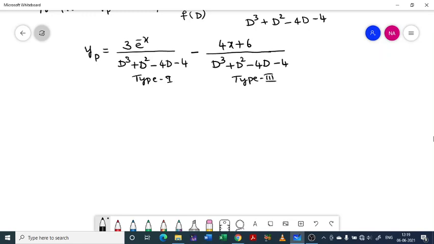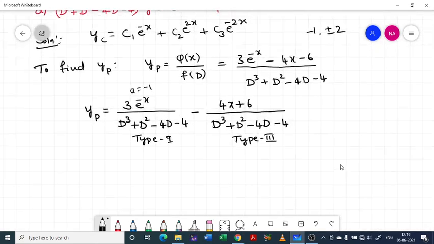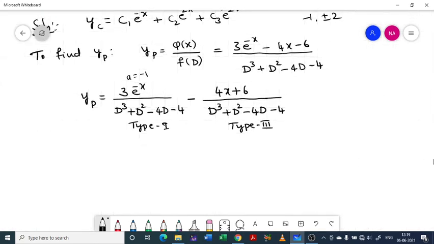right? So here a is -1, but -1 is one of the roots of the auxiliary equation. See, -1 is one of the roots, so if you put D = -1 here, you get 0 in the denominator. So you must differentiate the denominator and multiply the numerator by x. So you get 3x e^(-x) in the numerator. The denominator will be 3D^2 + 2D - 4.